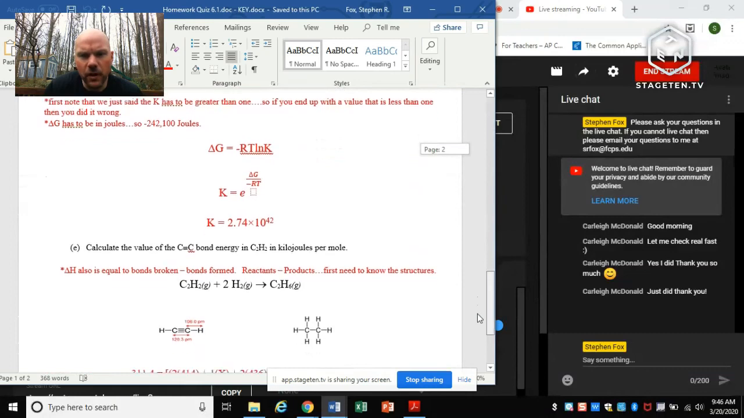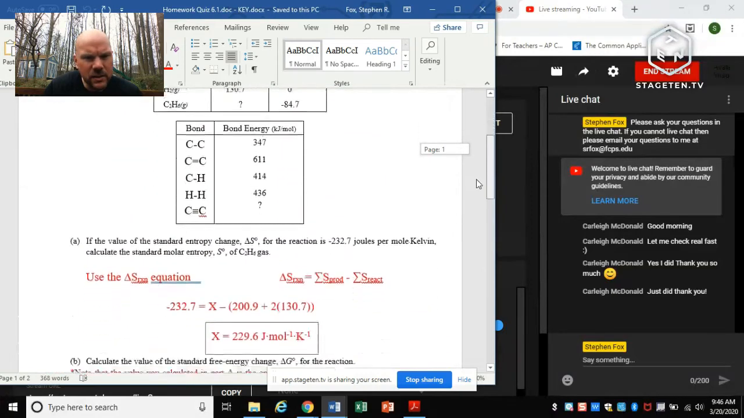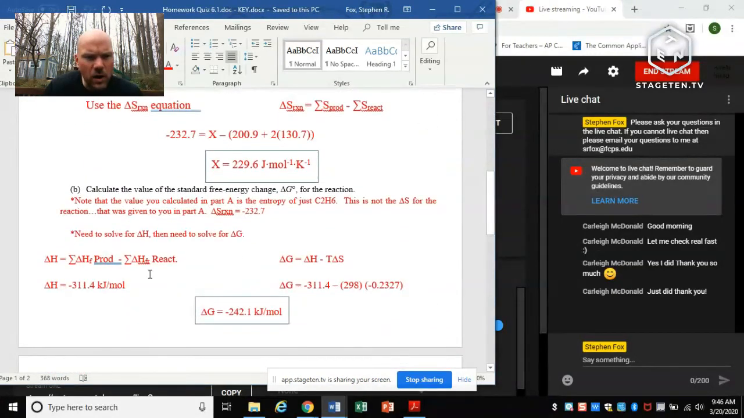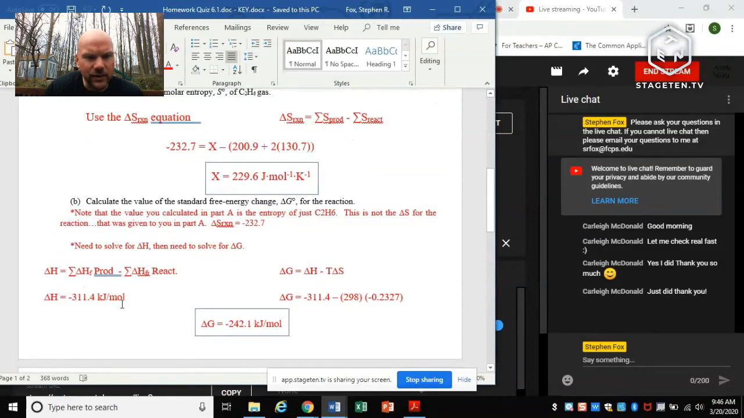I think it's pretty straightforward, and the key mistakes that were made on this quiz was using this value as the delta S of the reaction value, even though that's the entropy of just the C2H6. The entropy for the reaction, the delta S for the reaction, is this value here. So when you calculated your delta G, you had to use this value for your delta S, not this value here.